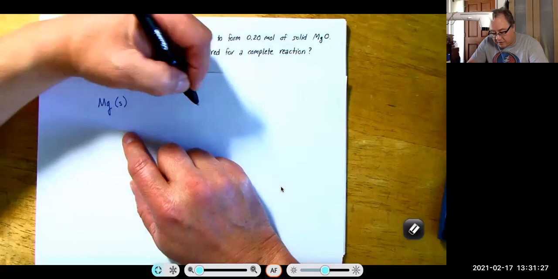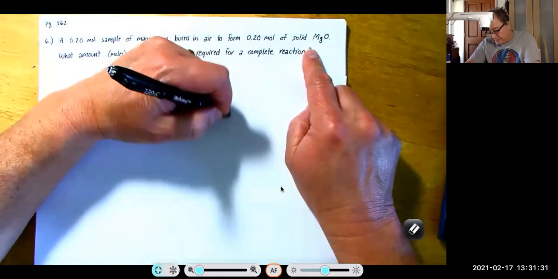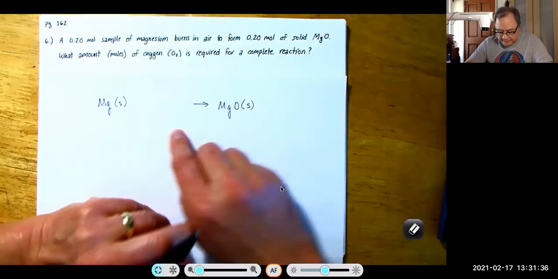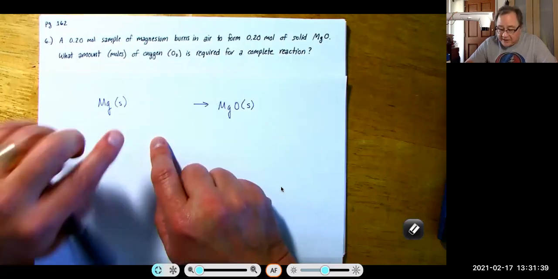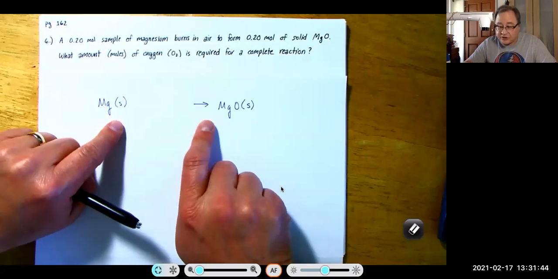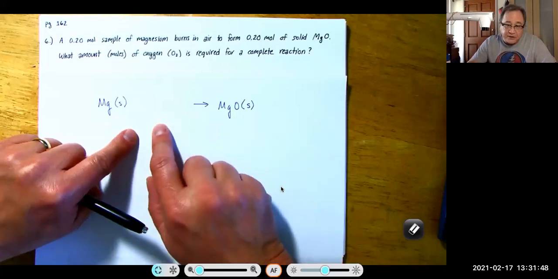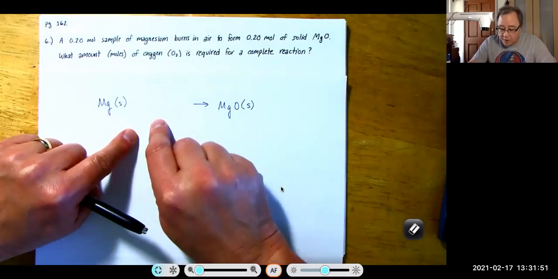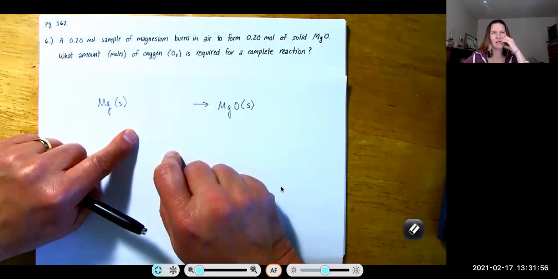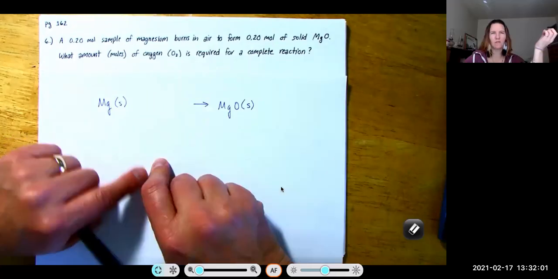And I'm going to put an arrow here, and it says it makes solid MgO. So, and it burns in air. So does this have to react with anything to make MgO? And the answer is yes. There's oxygen over here on the right, and there's no oxygen on the left. There has to be a source of oxygen, and it probably comes from the air. So what is the most likely thing coming from the air to react with magnesium to make this product? Oxygen. Good.